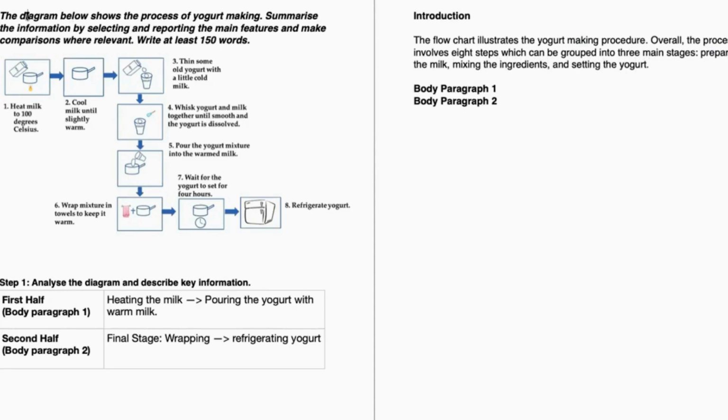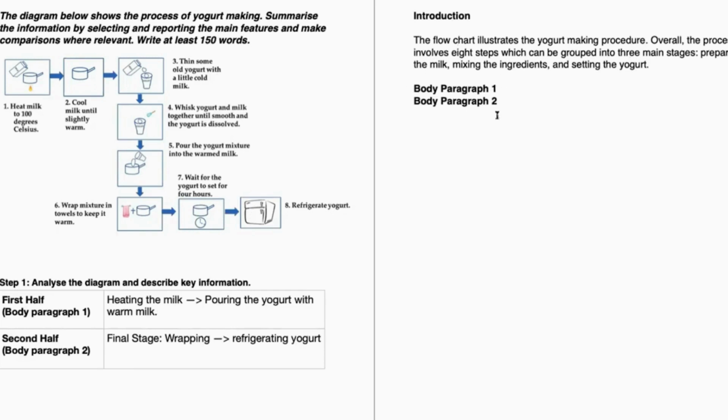So instead of saying diagram, I've said flow chart. And instead of saying shows, I've said illustrates. And the process of yogurt making, I basically just flipped it into saying the yogurt making procedure. Now, I talked about the 8 steps, and I grouped it into 3 main stages, sort of like what we talked about when we analyzed the diagram. I have talked about how the 3 main stages are preparing the milk, then mixing the ingredients, and then setting the yogurt.